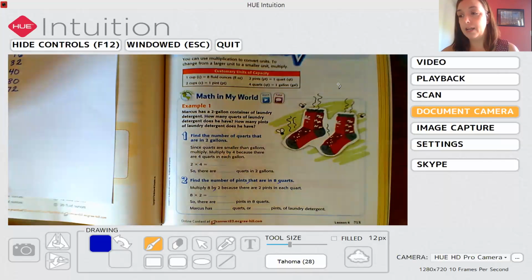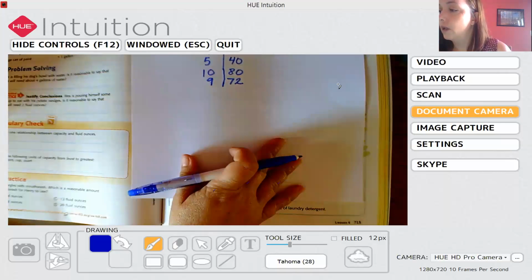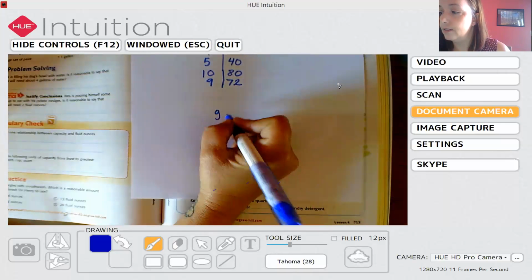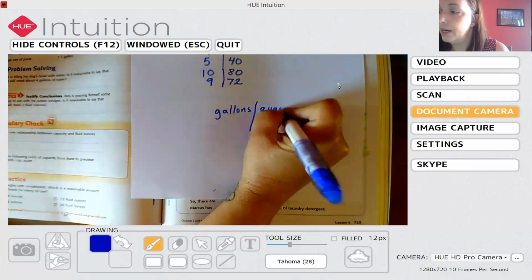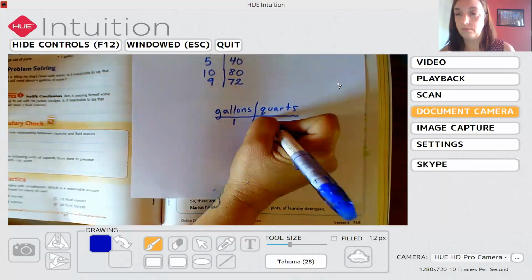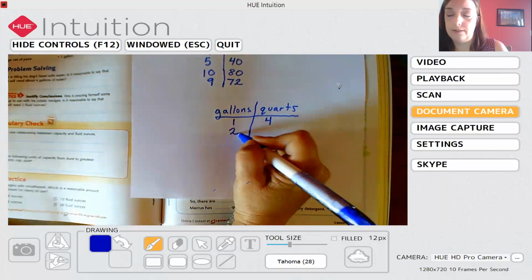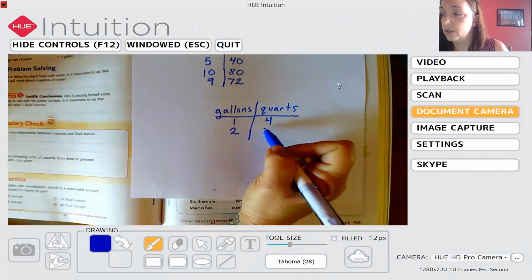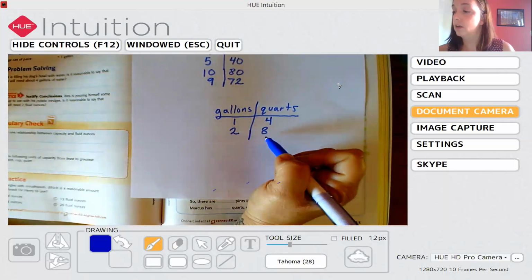So if I go back and I make a ratio table, I've got gallons and quarts, right? I know in 1 gallon, there are 4 quarts, okay? So if I double that amount and I have 2 gallons, so I double that, 4 times 2 is 8. So that means in 2 gallons, there's going to be 8 quarts.